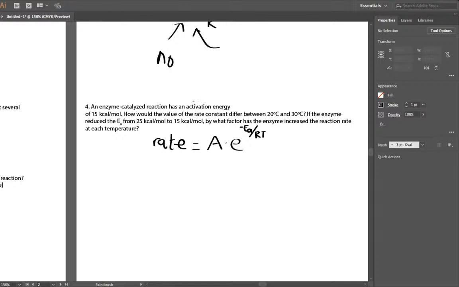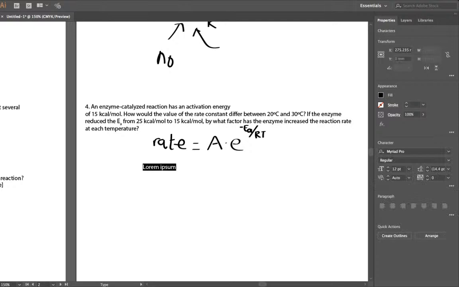Okay, so that means I need to try to find the value of R. Basically it's asking how would the value of the rate constant differ between 20 degrees and 30 degrees? It would differ because of this guy here. Let me go ahead and think about that. Before that, let's write this guy.